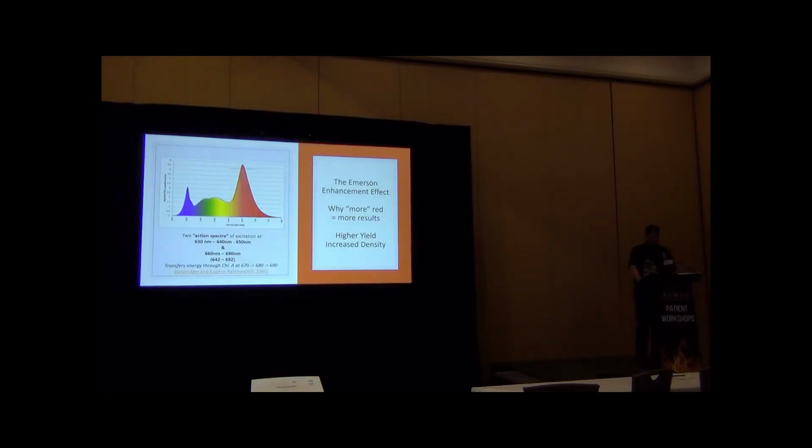So the Emerson enhancement effect was studied by Robert Emerson, and he noticed that in the 642 to 692 range, where you can see that peak inside of the red, those two peaks right there, causes quanta excitation. So it's essentially exciting the molecule early and stepping up the energy level as it excites that molecule so that you're getting a faster photosynthetic response and you're getting more out of the light using a quality of light rather than just quantity of light.